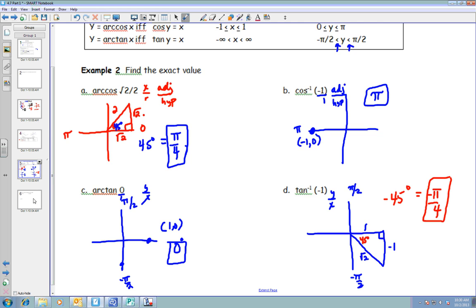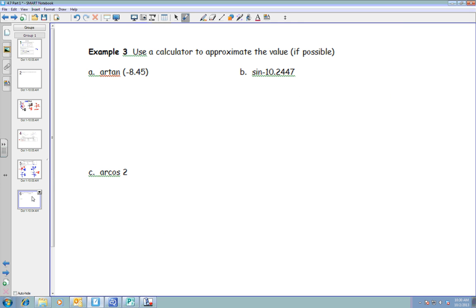Okay, the last part of the examples just has you use your calculator to approximate the values of the angle that they're wanting to find. When putting this in your calculator, and I can't show you, but on my calculator I would hit my second button and then my tangent button. And when you hit that, you should show this on your calculator. And then you would enter in negative 8.45, and then it's going to give you whatever it's going to give you. Make sure you're in radian form.